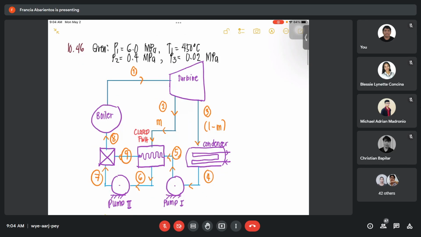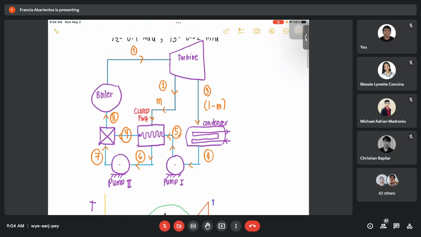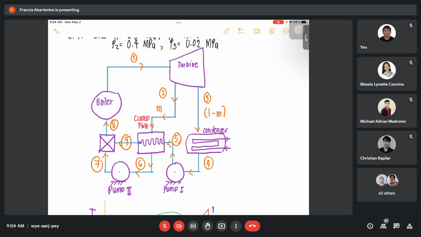So, mamaya na yung mga numerical. Dito muna tayo sa schematic diagram of a closed feed water heater or the closed FWH. Okay. So, this is another type of feed water heater that is frequently used in steam power plants. Kung kanina open feed water heater, so ngayon, closed. Basically, dito sa closed feed water heater, the heat is transferred from the extracted steam to the feed water without, take note, without any mixing taking place.